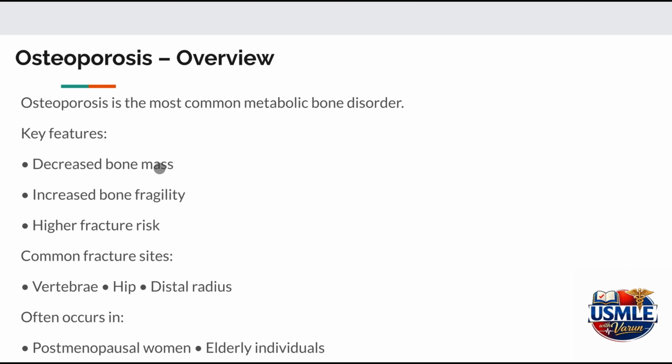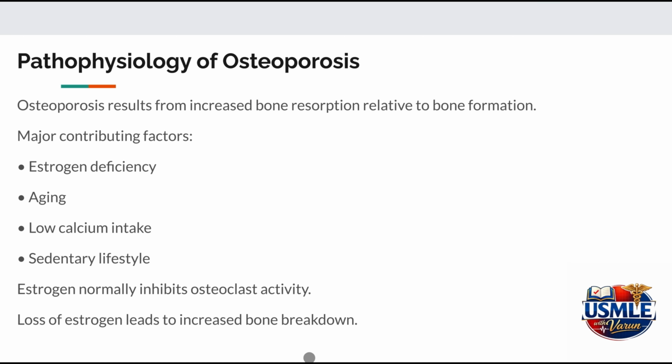Osteoporosis is the most common metabolic bone disorder. It is characterized by decreased bone mass and increased bone fragility. Because the bone becomes weaker, patients with osteoporosis are at a higher risk of fractures. The most common fracture sites include the vertebrae, hip, and the distal radius. Osteoporosis is especially common in postmenopausal women and elderly individuals.